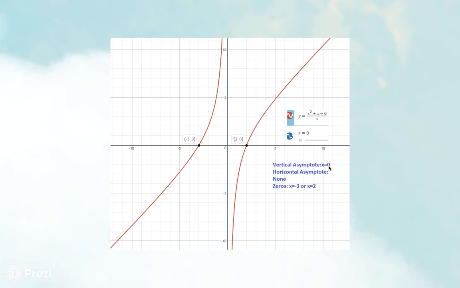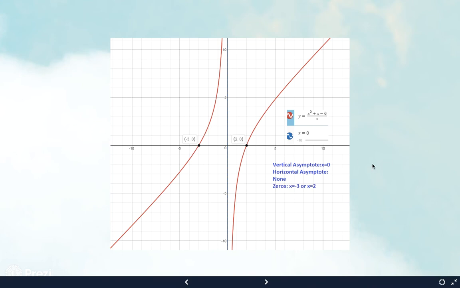This one did not have any horizontal asymptotes, which if you see, there's not some horizontal line that the graph kind of goes toward. And our zeros are at -3 and 2. Pretty cool, right?